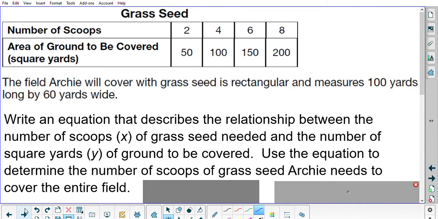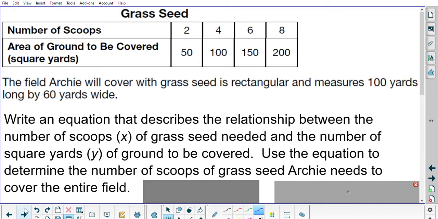Now, let's say this is a part B. It says the field Archie will cover with grass seed is rectangular and measures 100 yards long by 60 yards wide. I want you to write an equation that describes the relationship between the number of scoops, we're going to call it X, of grass seed needed, and the number of square yards, we'll call it Y, of ground to be covered. Use the equation to determine the number of scoops of grass seed Archie needs to cover the entire field. So this is actually a two-part problem.